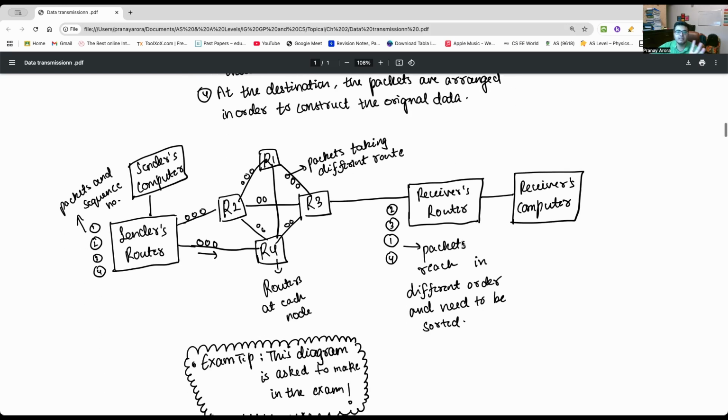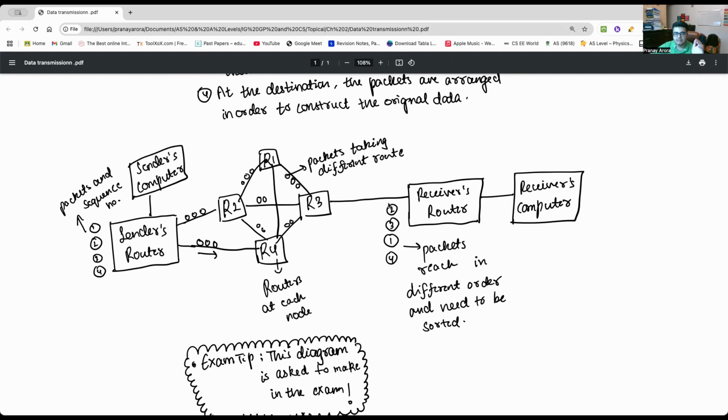So this is how typically you would make a diagram, because obviously Cambridge has started asking 4-mark diagram questions in the paper from the 2024 series. So you would be required to draw these diagrams. Just take a close look at the diagram. This is the sender, these are the data packets, this is the sender's computer, this is the sender's router. We send it via packet switching. I explained the process here.